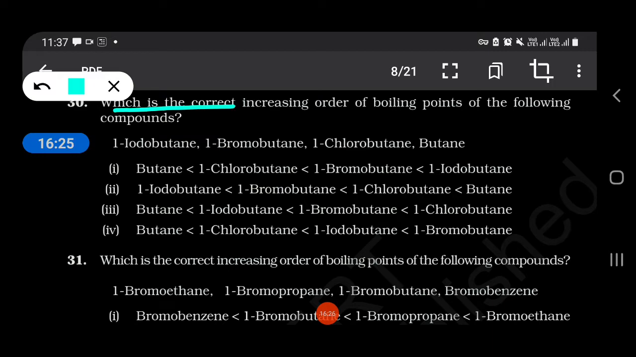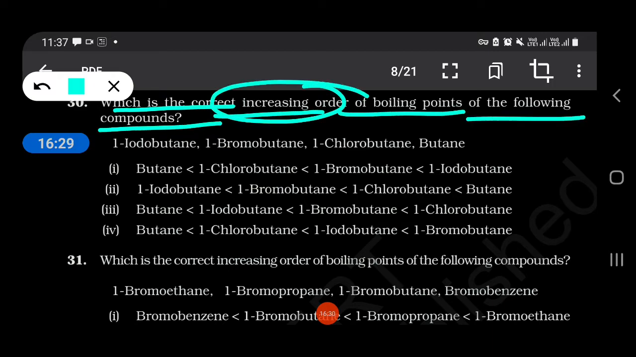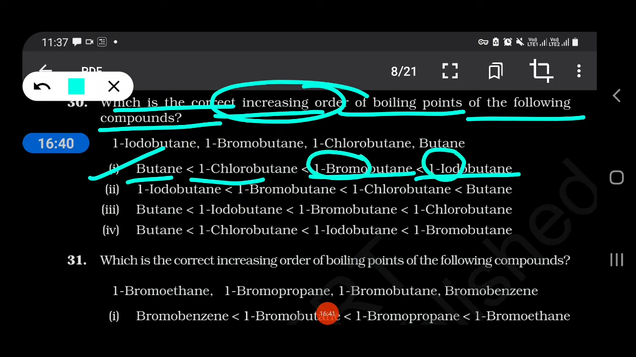Which is the correct increasing order of boiling points of the following compounds? So our answer is this one, because 1-iodobutane, 1-bromobutane, 1-chlorobutane and butane. Iodo is the heaviest one, and then bromo and then chloro, and here no such groups are present.